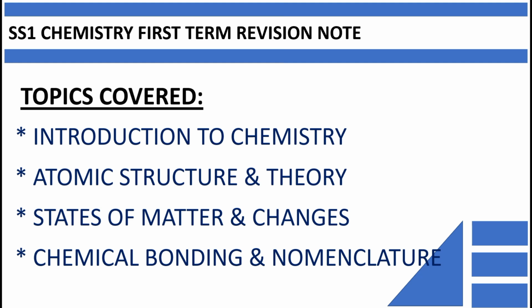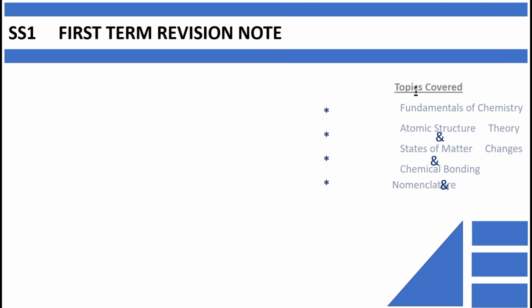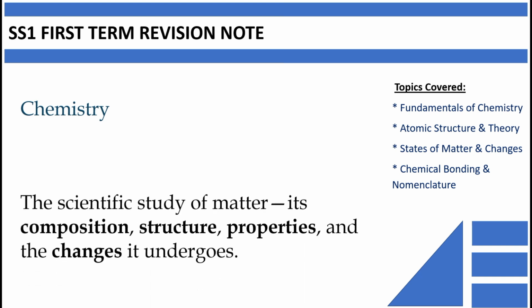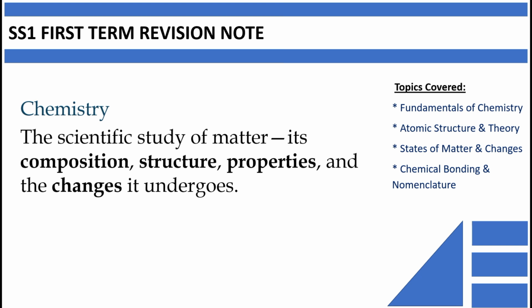So I'm starting with the definition of chemistry because it is possible for them to ask us to define chemistry, or they can say what is chemistry or what do you understand by the term chemistry. So we define chemistry as a branch of pure or physical science that studies matter. Here we are looking into the composition, the structure, the properties and the changes matter undergoes. That's what we're looking at.